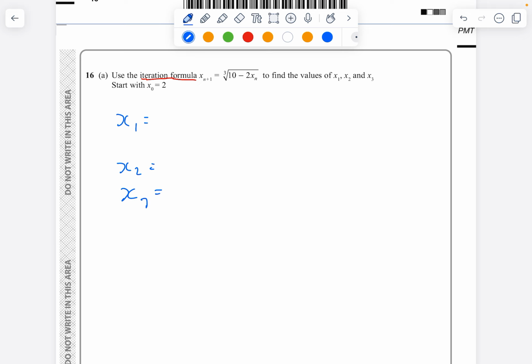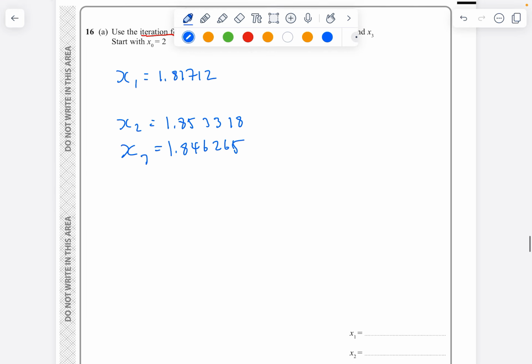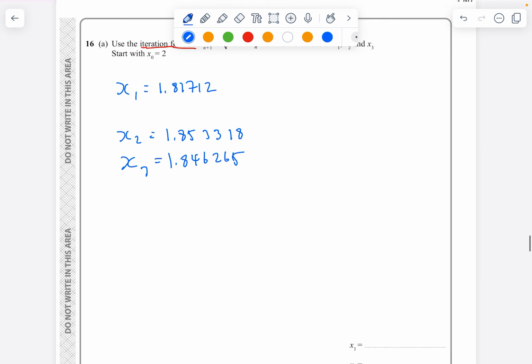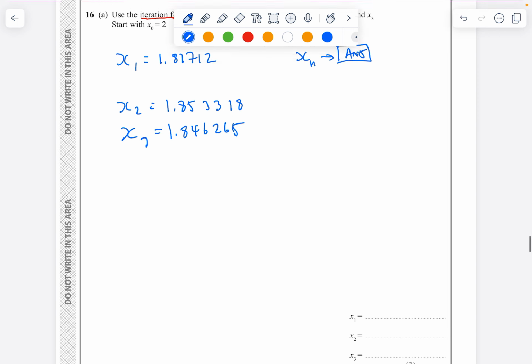And when we do that, we get x1 is equal to 1.81712. We hit the equals button again. That's going to be x2. That's 1.8533 18. Okay, keep going with decimals. Okay, hit it again. I get 1.846265. So now I've got all 3 of those, x1, x2, x3. And it's all by using the calculator and swapping xn for answer.